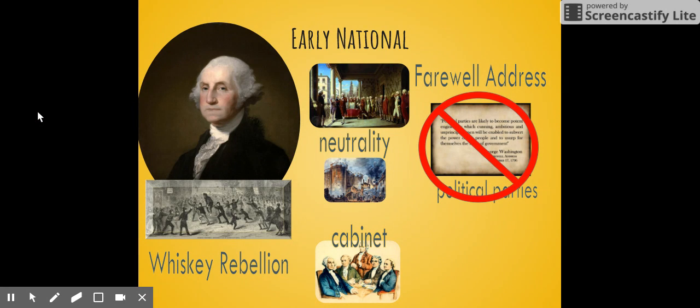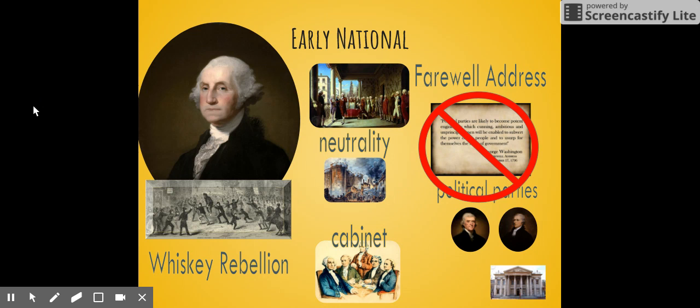We didn't listen to him too well, particularly as Jefferson and Hamilton established political parties, the Democratic Republicans and the Federalists, and they argued over things like the Bank of the United States. They argued over whether the nation should be farmers or manufacturers. And so you really want to be familiar with kind of these various terms as you move forward.